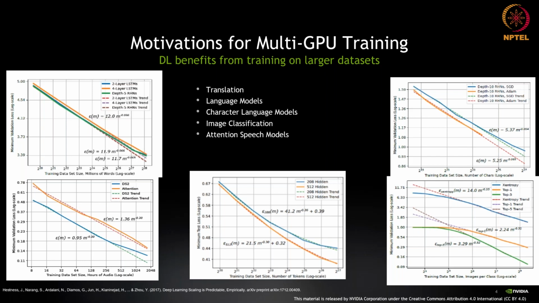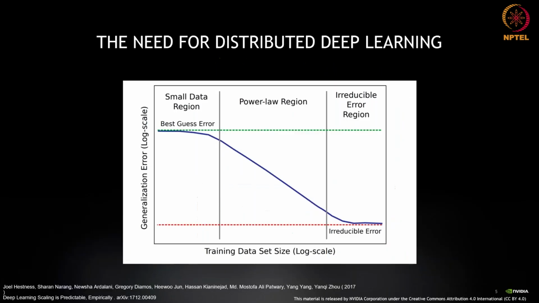It provides further empirical evidence for this relationship between data and accuracy. With the increase in the data, and you're seeing different sets of problems: translation, language models, character language models, image classification, attention speech models. No matter which study was done empirically, it was evident that with the increase in the data set size, there was a logarithmic linear relationship to the increase in the accuracy levels. And a lot of studies have been done over time.